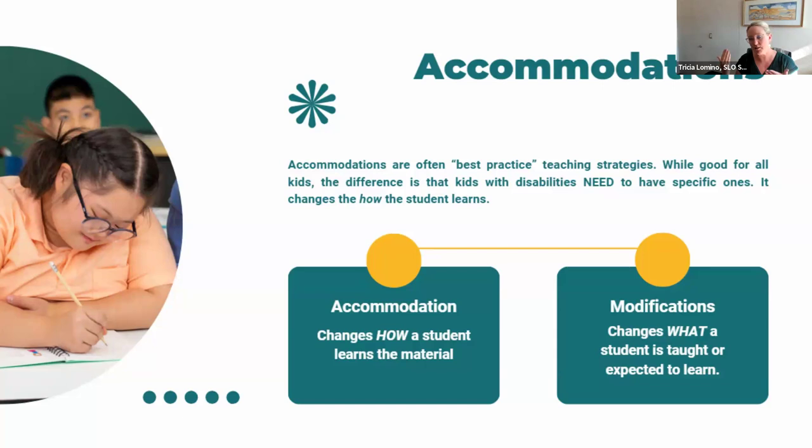Whereas modifications now are this next more intense level. So this is like changing the actual what is being taught. And I'll give you some examples of that, but we are now adapting the curriculum, the standards of what's happening in that class, which isn't a bad thing. We just have to make sure that we are giving the appropriate accommodations and modifications and not modifying things that don't need to be modified, because we want them to stay on track with their grade level to the greatest extent possible.